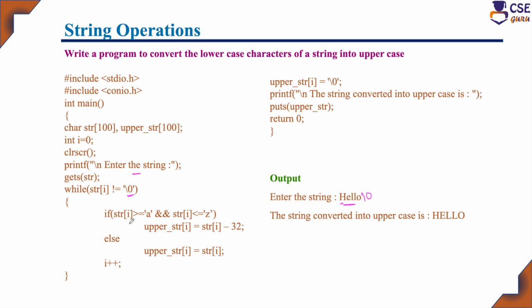And if str[i] is greater than or equal to small letter a and less than or equal to small letter z, in the sense that the character is a lowercase letter, subtract 32 from that character. Suppose the entered character itself is an uppercase character, keep it as it is, no need for that conversion. So for H, conversion is not required, and for the remaining letters, conversion is required. So this is the simple logic. And at the end, you have to append the null character. So here the null character will be appended automatically.